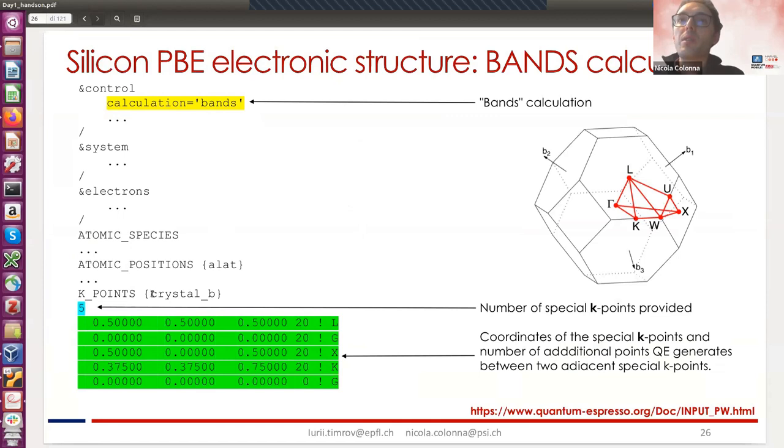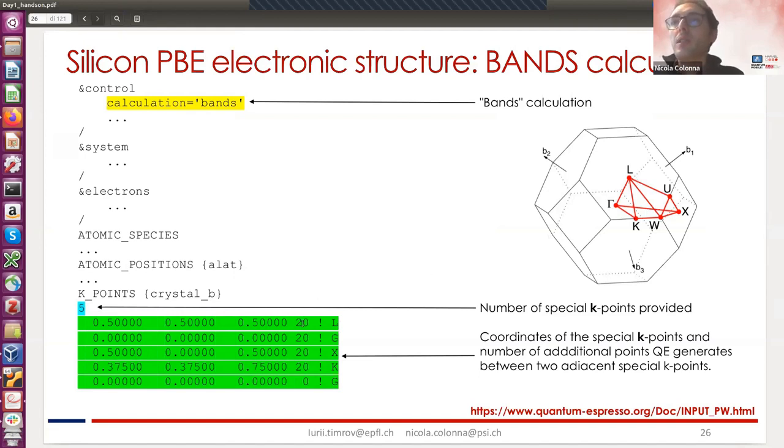The k-points are now given in crystal units, so in units of the reciprocal lattice vectors, and underscore b stands for band format. That means you need to specify the number of high symmetry points you want to use, so 5. You see 1, 2, 3, 4, 5 high symmetry points listed here. The first 3 numbers are the coordinates of the high symmetry point, in particular 1/2, 1/2, 1/2 corresponds to the L point in the Brillouin zone.